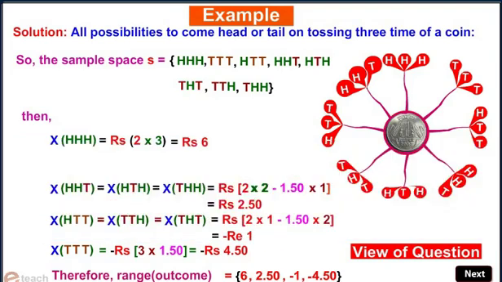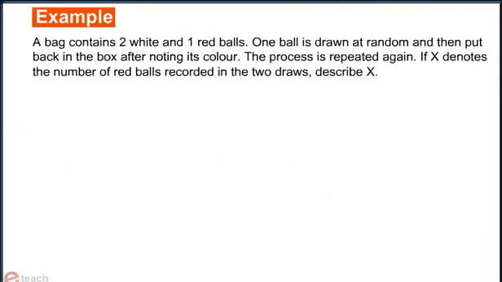Example: A bag contains 2 white and 1 red ball. One ball is drawn at random and then put back in the box after noting its color. The process is repeated again. If X denotes the number of red balls recorded in 2 draws, describe X.